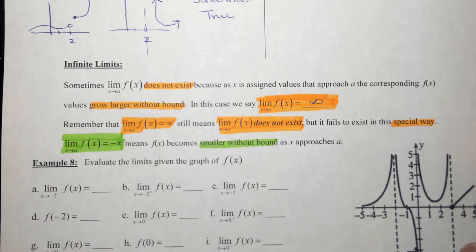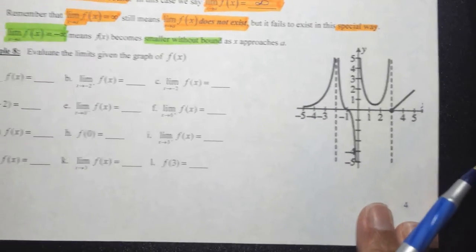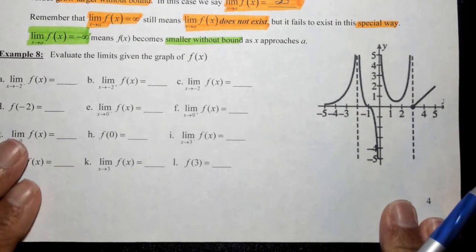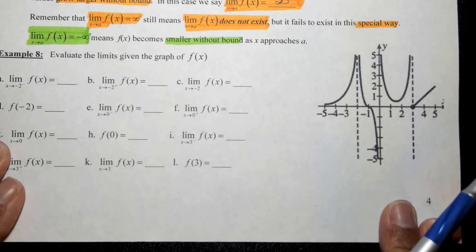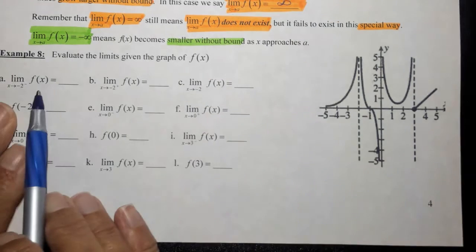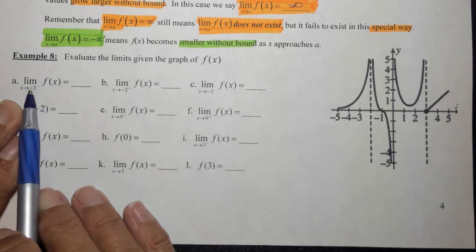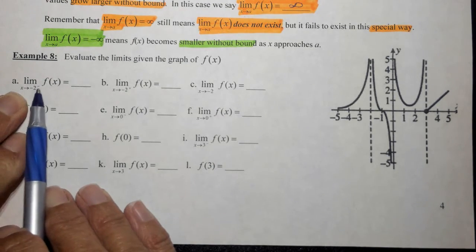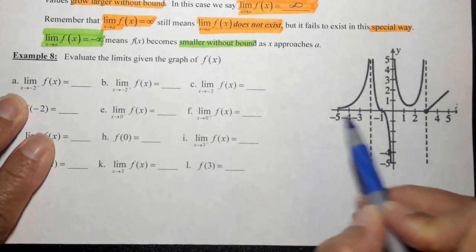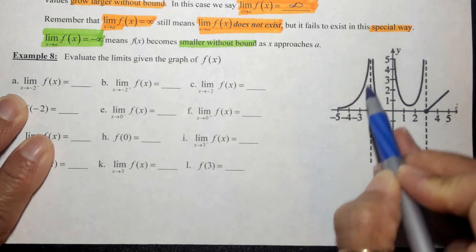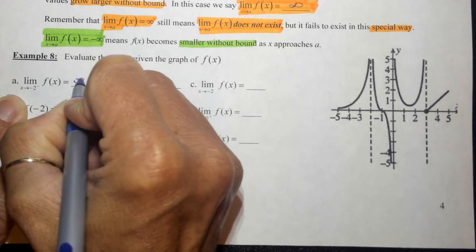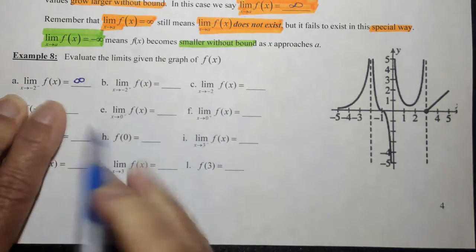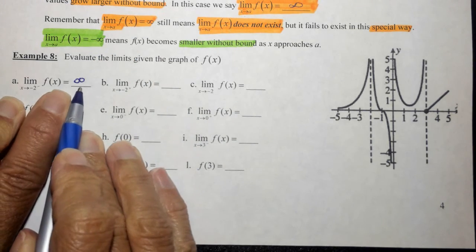So we're going to take a look at this graph. There's our graph. We're given a graph. And here you're given some scenarios. So what we want to look at is the following. Let's take a look at this first row. The limit as x approaches negative 2 from the left. So here's negative 2 from the left. Where are my y values going? They're going towards positive infinity. Okay, so what's happening is my y values are increasing without bound.